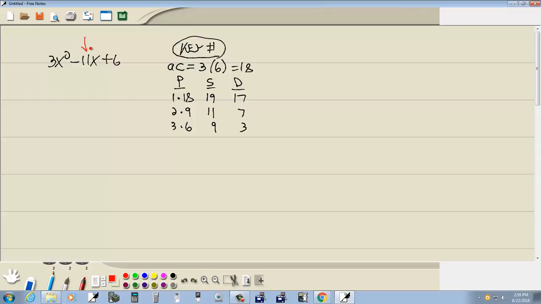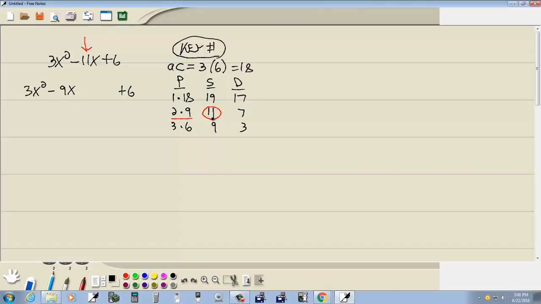Now we're looking for the number in our middle term, which is 11, which is right here, which means I'll use 2 and 9. Now we're going to rewrite our middle term using those two numbers. The larger number that we're using, which is the 9, is always going to be the same sign as the middle term. The middle term is negative, so we're going to have a negative 9x.